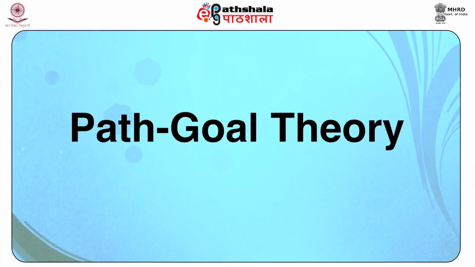Now coming to the next theory, which is the path-goal theory of leadership. This theory was proposed by Robert House in 1971. According to this theory, the leader should assume the responsibility to guide his or her subordinates on the path to their goals. In other words, the leader should provide the subordinates with all the necessary information, support, and other resources which are required by the followers to achieve their goals.